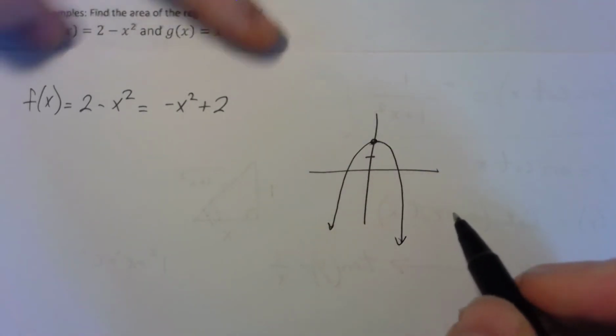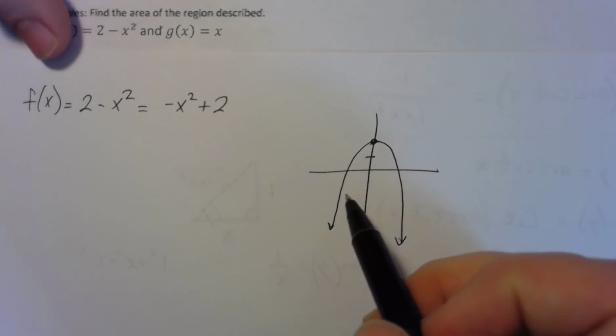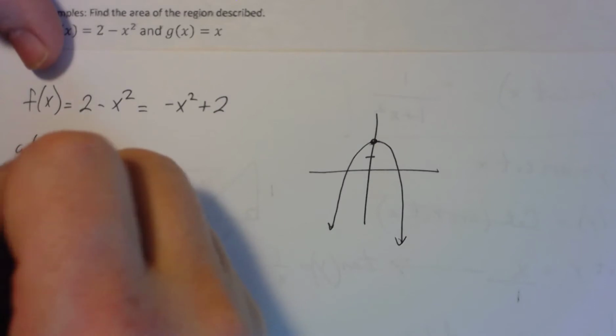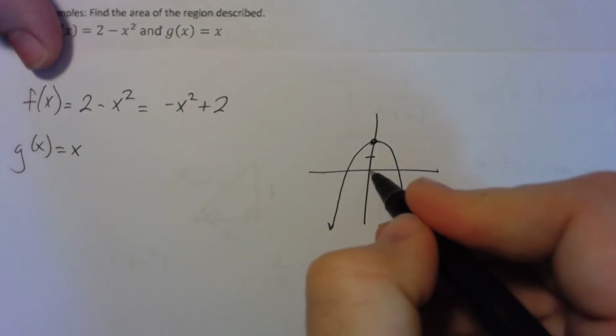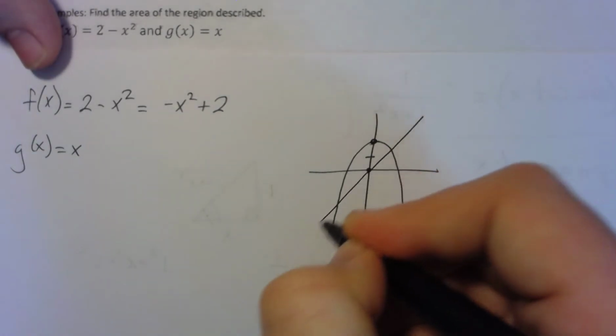Now, the importance of being able to graph these, they don't have to be perfect, but they have to be good enough so that I can see where things are and how they're going to behave. My next graph is g of x equals x, which is just a linear function centered at the origin. That's going to look like this.